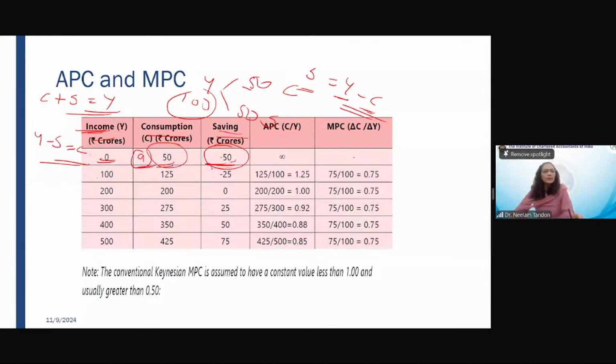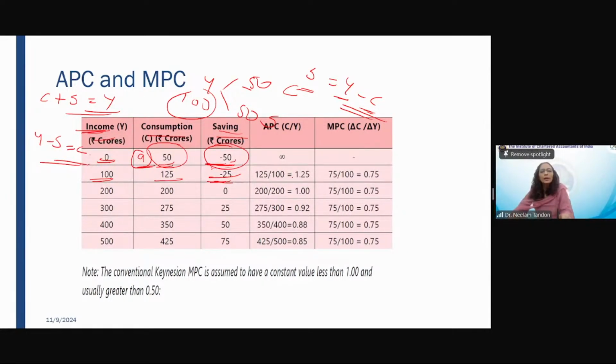Okay. Now suppose if income is 100 crores, consumption है 125. That means consumption ज़्यादा है as compared to income. उस केस में भी 25 crore का dissavings होगा. Because आपने consume ज़्यादा किया, आपकी income कम है. So income is less and consumption is more. So again it is dissavings. This dissaving has reduced from 50 to 25. Reason being, income has increased from 0 to 100 crores.